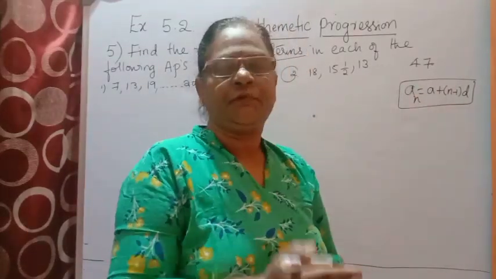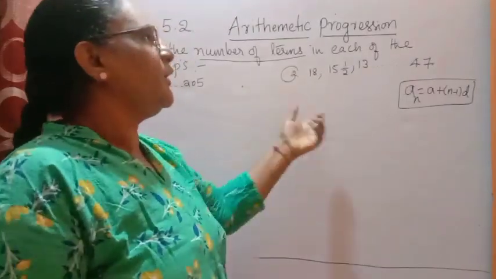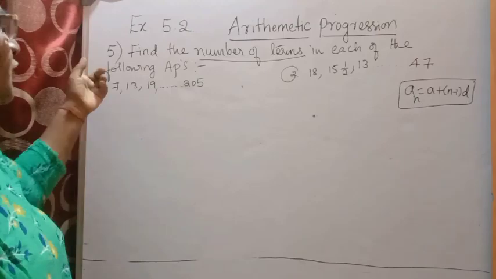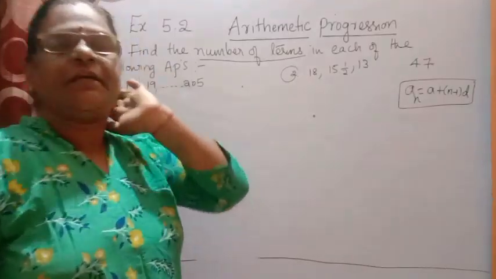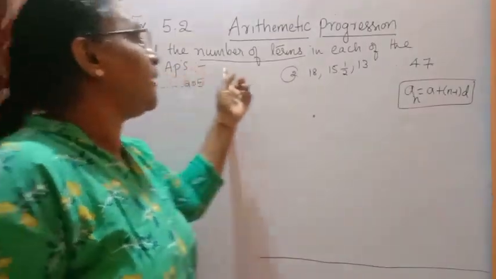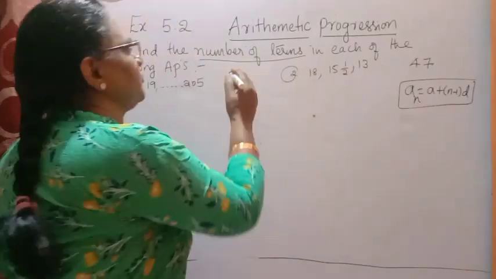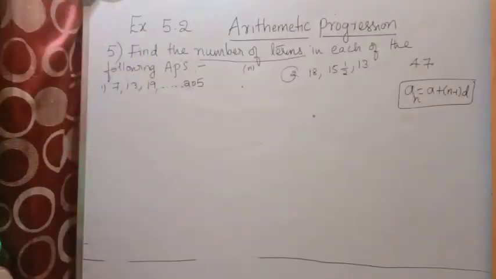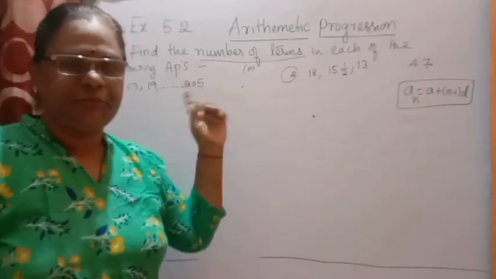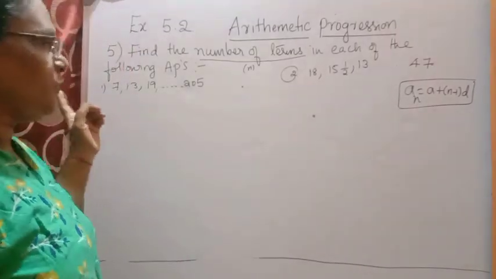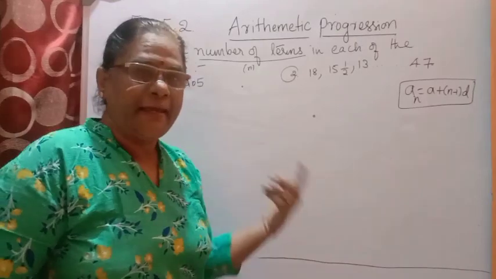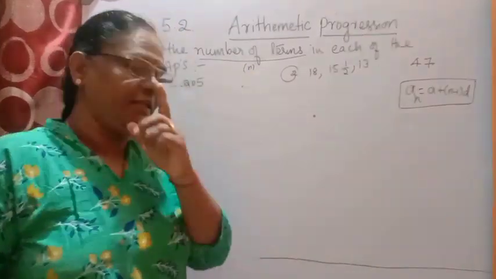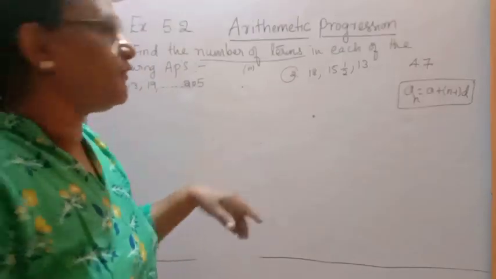two consecutive terms. Okay, now here in this Exercise 5.2 we are taking the fifth problem today. Here in this problem they have given: find the number of terms. Number of terms is nothing but n. In each of the following APs, the AP is given, the progression is given. You have to pick the value of a, d, and find the value of n. an is given. Let me put the values first.